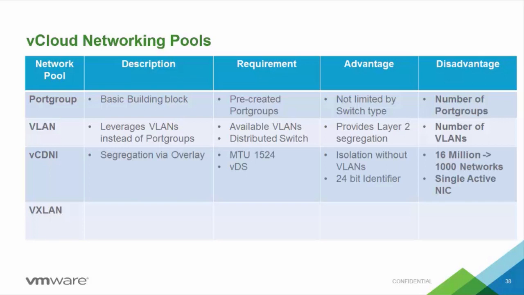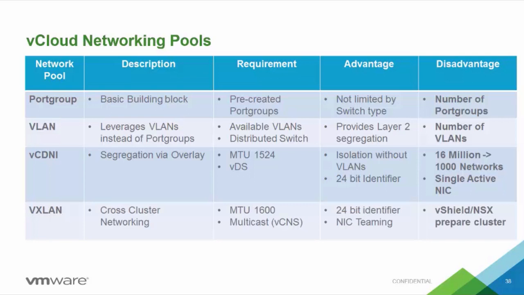The thing with vCDNI as well is that we're limited to a single active NIC, so that we reduce the amount of duplicate packets within our network. VXLAN is very similar to vCDNI in that it provides an overlay, but it's MAC-in-UDP that it's using for the encapsulation. One main difference between vCDNI and VXLAN is that VXLAN is designed for cross-cluster networking, whereas vCDNI is for cross-host fencing or cross-host networking. With VXLAN, we also require an MTU increase, and the recommended one there would be 1600. And again, this needs to be placed on the physical, but also on the distributed switch.